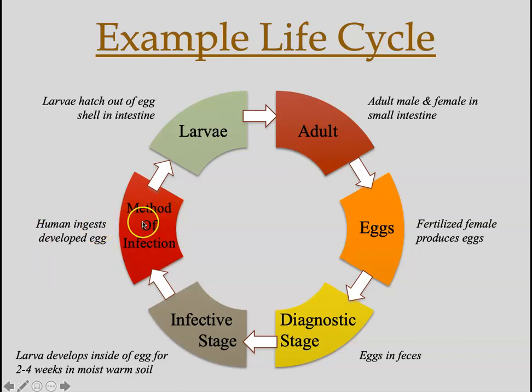So we accidentally ingest the infective egg, and then inside of us, in the intestine, that mature larva would hatch out of the shell, hatch out of the egg. So then we have this larva who would then mature into an adult, and we would get male and female forms. They would mate, and the female lays eggs. So this is a good example, like I said, of a life cycle.